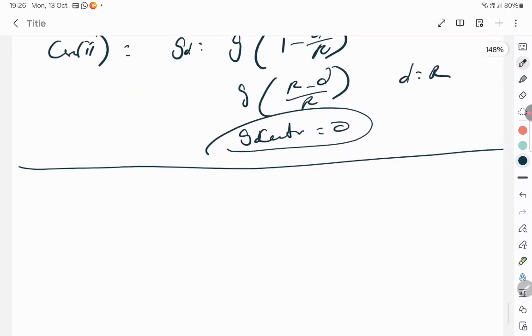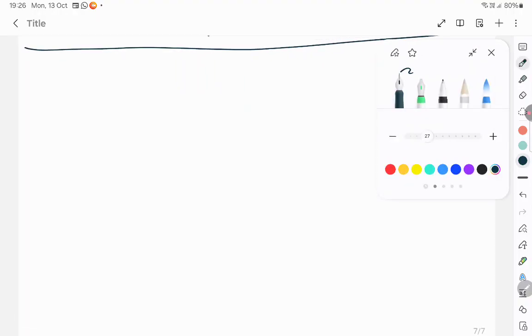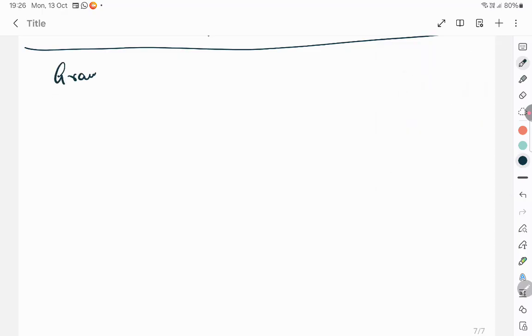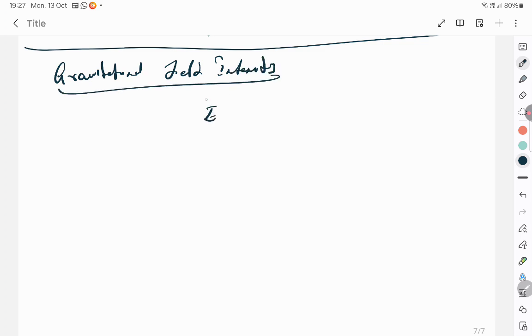These are the 2 case studies. Next, I'm going to teach you what is gravitational field intensity. Gravitational field intensity is represented by a letter E. Field intensity, E. Now E is equal to F by M.